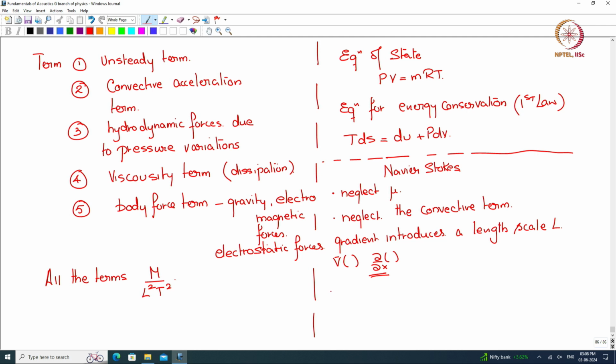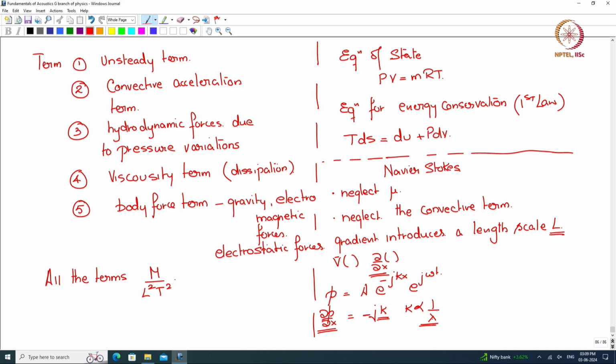Suppose my pressure, or some quantity, is some constant times e to the power of minus jkx and e to the power j omega t. If I take a gradient, or a spatial derivative, I will end up with a minus jk in the front. K is proportional to 1 over lambda. So a spatial derivative brings about a length scale in the denominator.